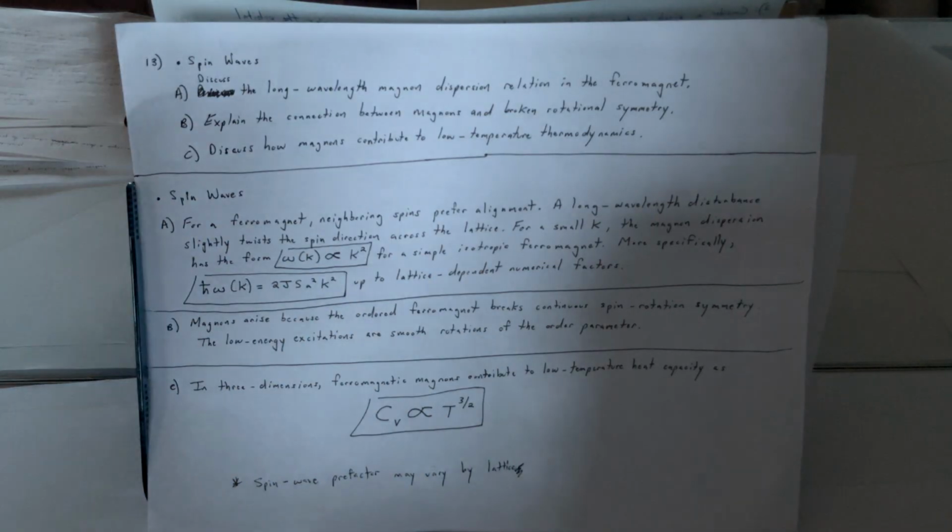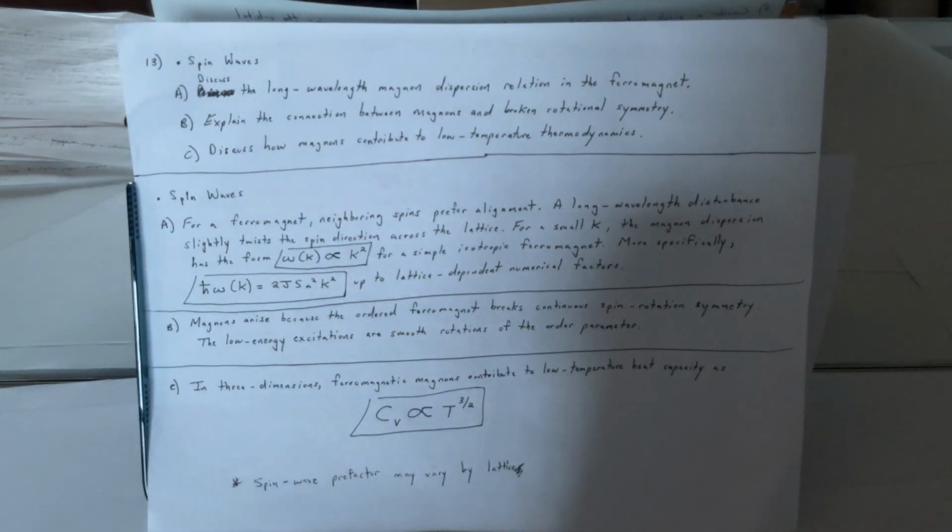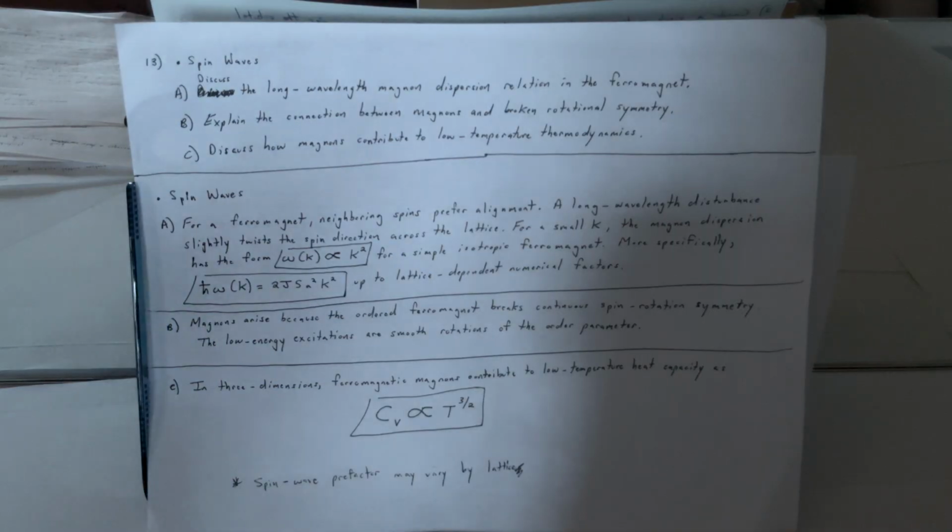All right, so 13, spin waves. Discuss the long wavelength dispersion relation in the ferromagnet, explain the connection between magnons and broken rotational symmetry, and discuss how magnons contribute to low temperature thermodynamics. Okay, so spin waves. This is really interesting stuff. Textbook stuff, canonical. It's very interesting with spin waves.